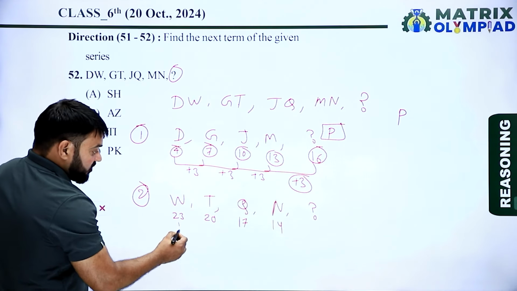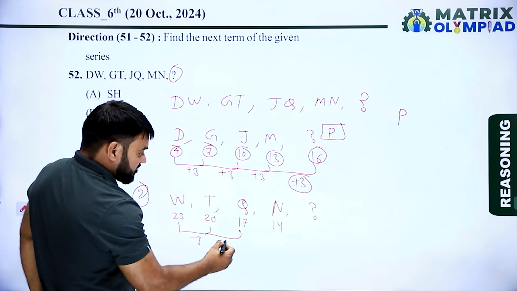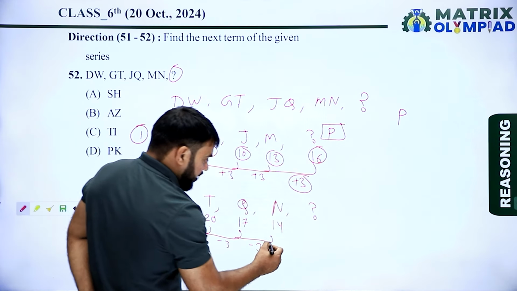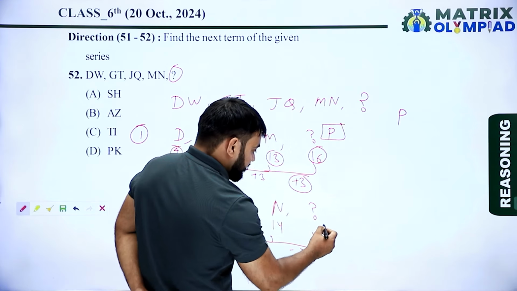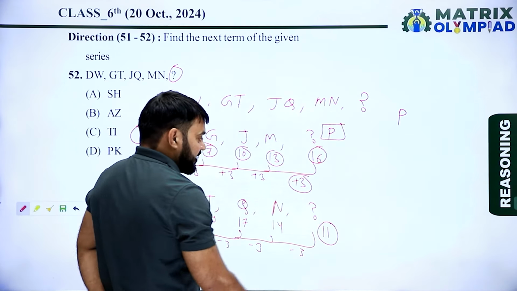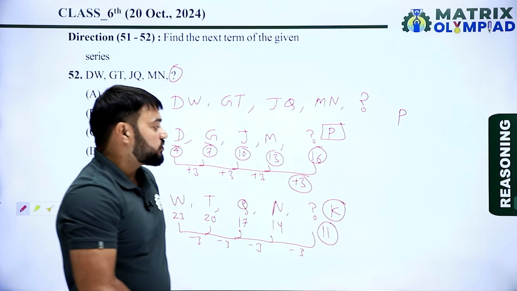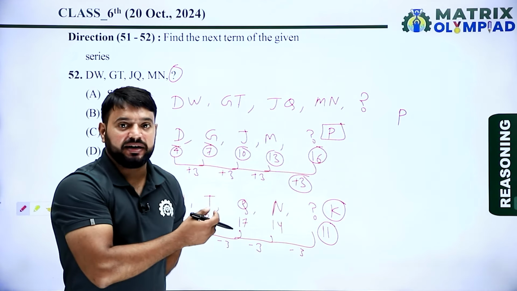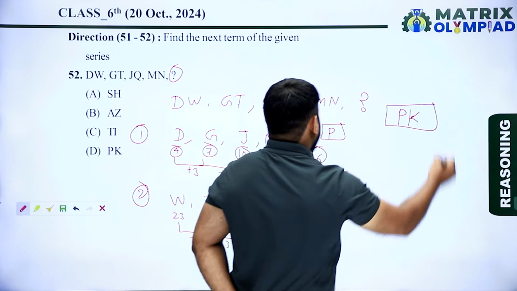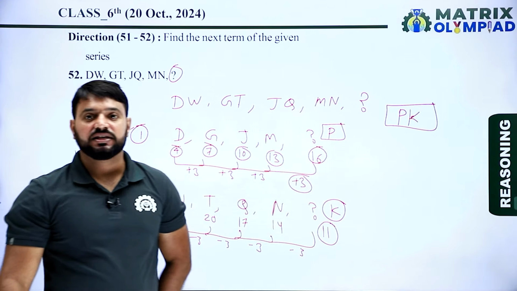So the pattern is 23 minus 3, which is 20. Now 20 minus 3 is 17. Now 17 minus 3 is 14. Now 14 minus 3 is 11. So 11 means K, because the place value of K is 11. So the second missing alphabet is K. So the missing term is PK. So here option D is the correct answer of this question.